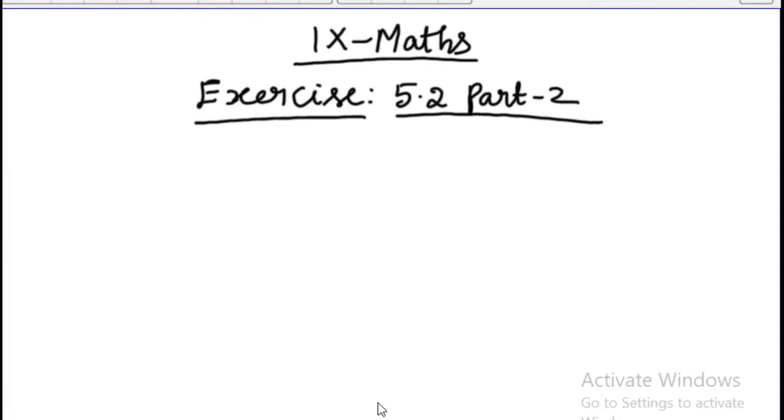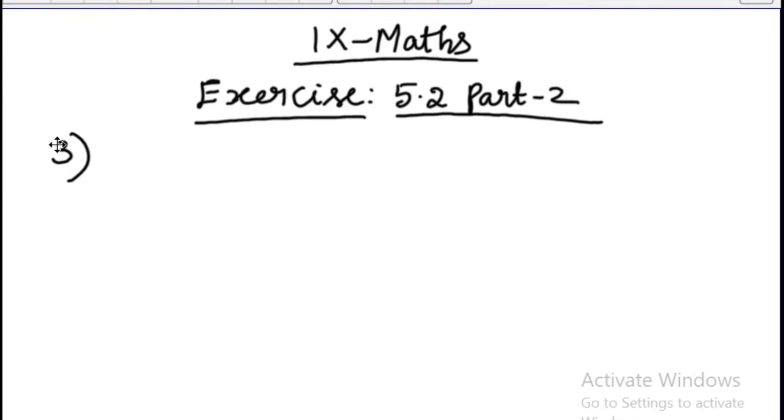Okay. Already we have completed the first sum and second sum. Today we are going to start from question number 3. Show that the following points taken in order form an isosceles triangle.